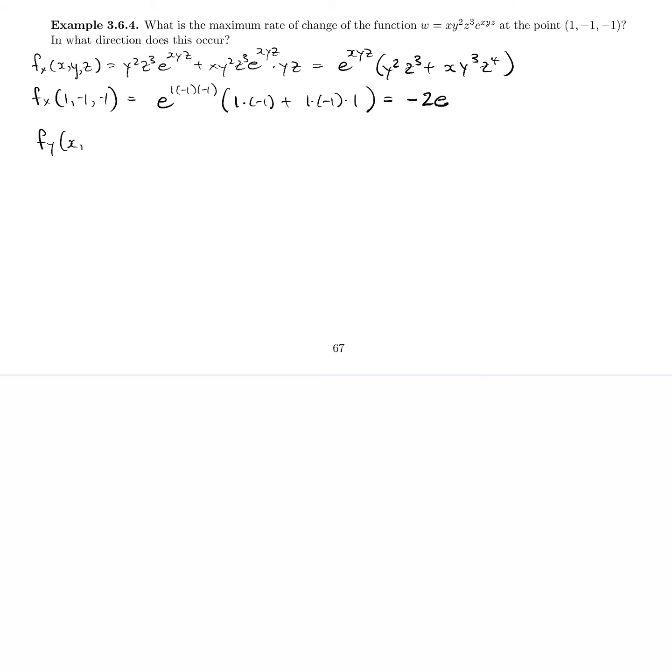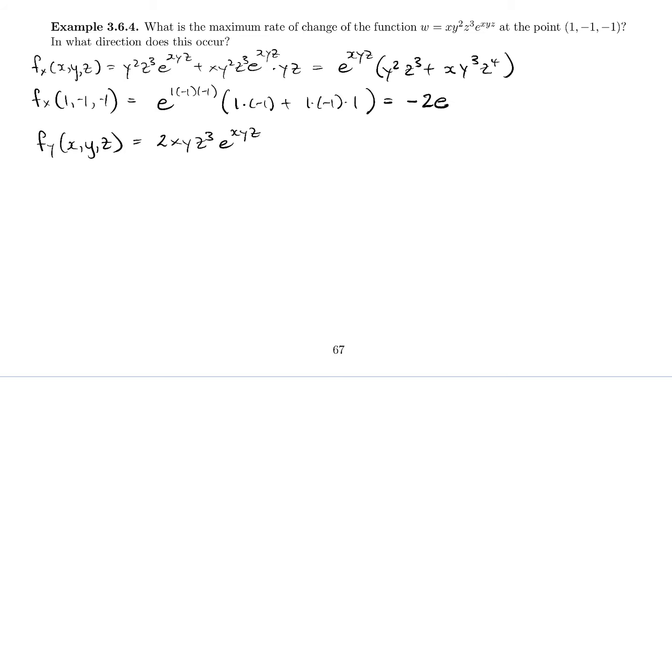F sub y at x, y, z. We repeat the procedure now, but differentiating with respect to y. That will give us 2 x y z cubed e to the x y z plus x y squared z cubed e to the x y z times x z. Factoring out and cleaning up, e to the x y z times (2 x y z cubed plus x squared y squared z to the fourth).